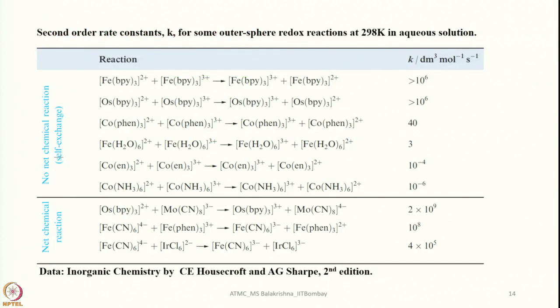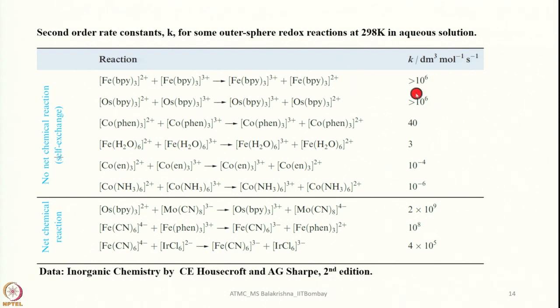Let us now look into the rate constants given for some outer sphere redox reactions at 298 Kelvin in aqueous solution. Look into this carefully, and look into the rate also. We can get a lot of information from this data. For example, if you look into these two iron compounds, of course both of them are optically active, and as I mentioned, the loss of optical activity can tell you about the process, to what extent it had happened, and how quickly that happened. There is a way to measure the rate.